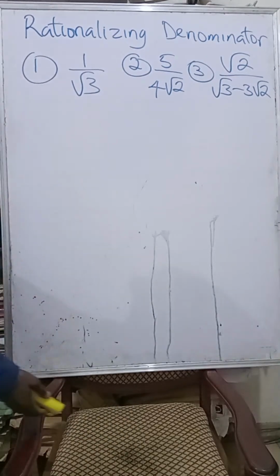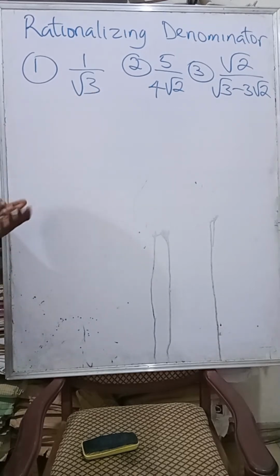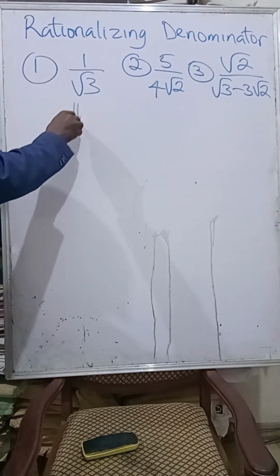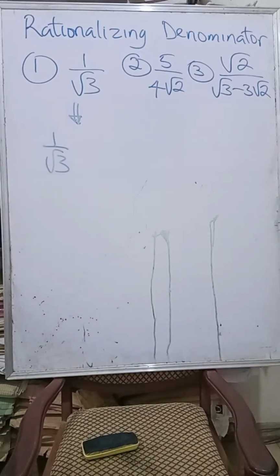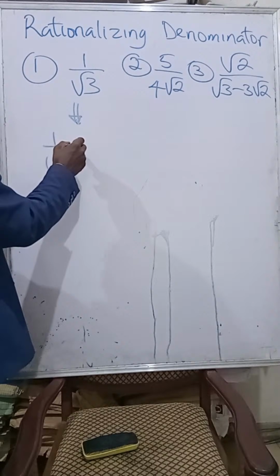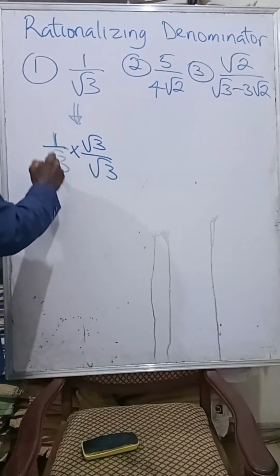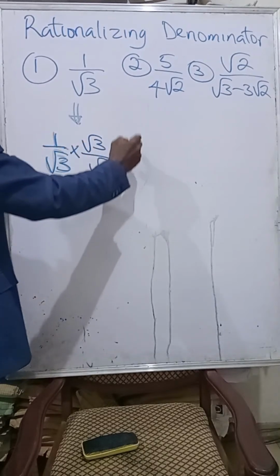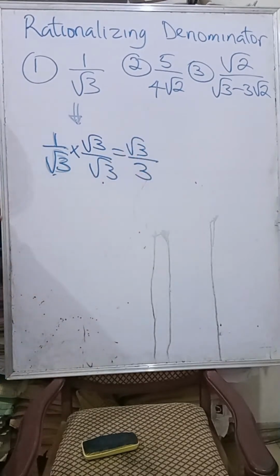The first one, whenever you have a root at the denominator, what you call rationalizing, we're going to use that same root to multiply the numerator and the denominator. And that will be equal to root 3 over root 3 times root 3. That's root 9, that's 3. That finished that.